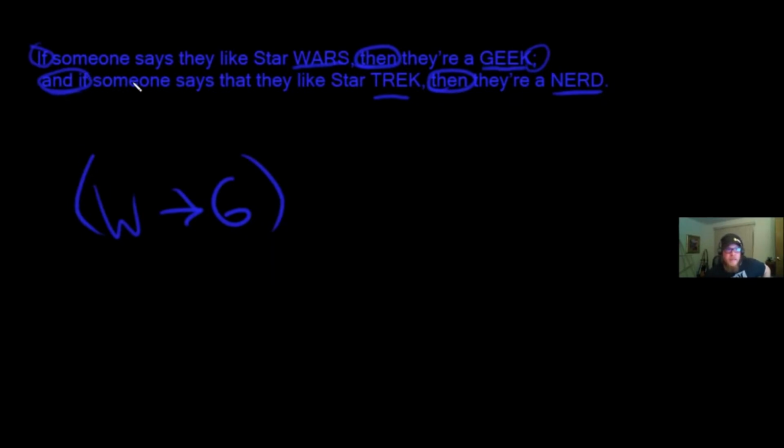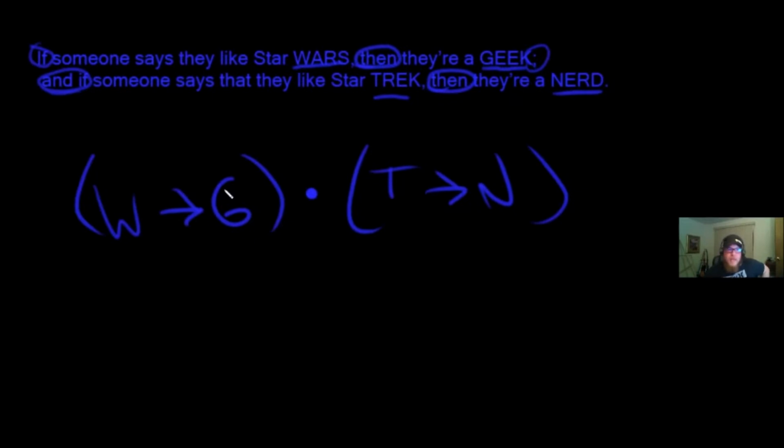And then it says "and if." And I told you this: when you see "and if," what that means is there's a dot and then there's another arrow. That also means, I said, if there's a semicolon and there are at least two things on the right, you're going to have parentheses here on the right too. We also know that because of the "and if" situation. So whatever follows this "if" is going to go on the left side of the next arrow. If someone says they like Star Trek, then they're a nerd. That's this problem.